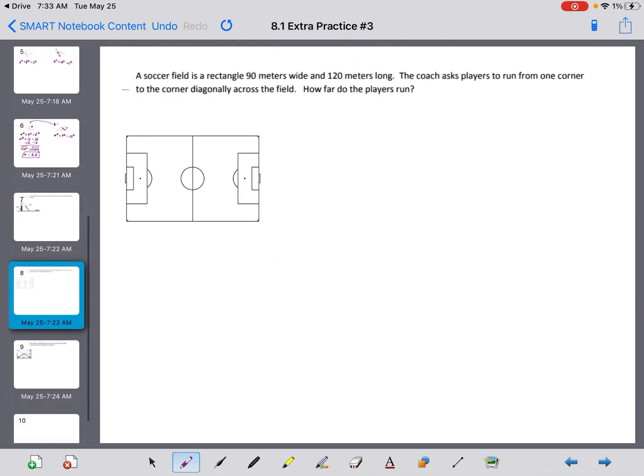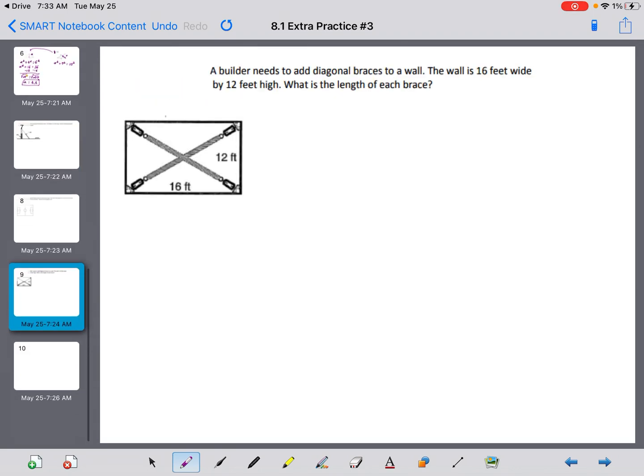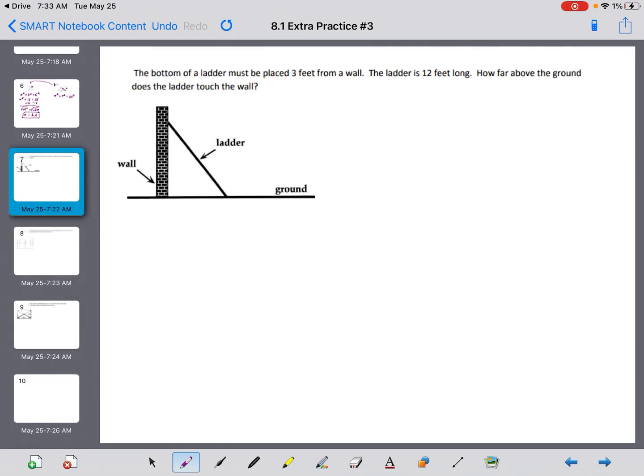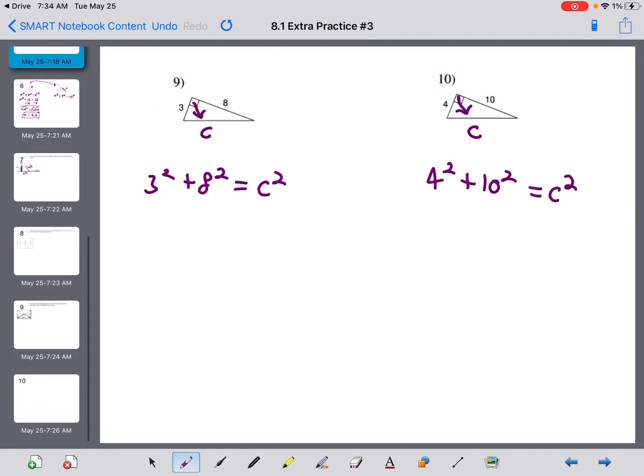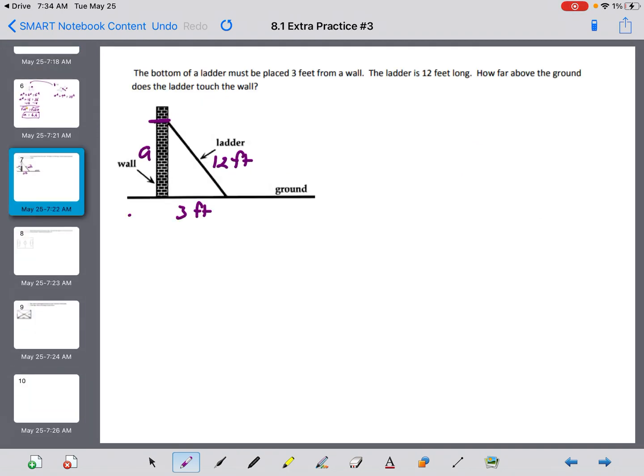All right, all I want to do here for these word problems is set them up for you, and then I'm going to allow you to work on your own. Okay, so the bottom of a ladder must be placed 3 feet from a wall. The ladder is 12 feet long. How far above the ground does the ladder touch the wall? Meaning, how far is this from the ground right here? Okay, so we're looking for a, so we have a squared plus 3 squared equals 12 squared.